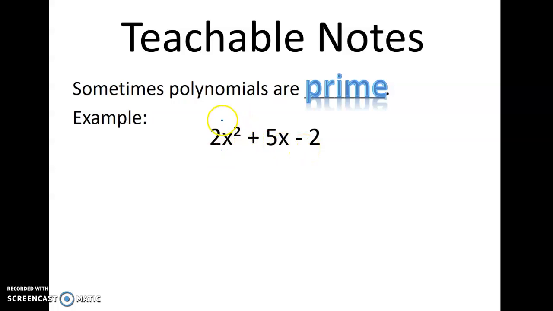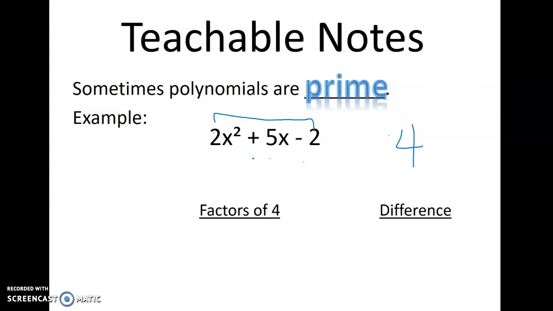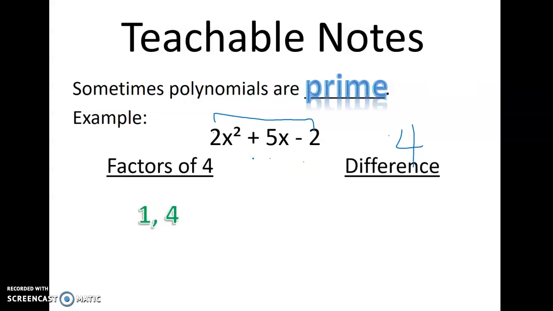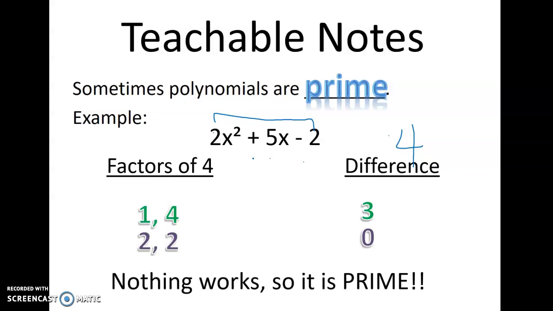All right, so if we were to slide and divide this to check, we have 2 times 2, right? And we get a 4, and we're looking for the factors of 4 that subtract to be 5. All right, 4 minus 1 is not 5. That's 3. And 2 times 2 does not subtract to be 5. It's 0. So therefore, nothing works. So it is prime. That can't be factored. Okay, it's prime.